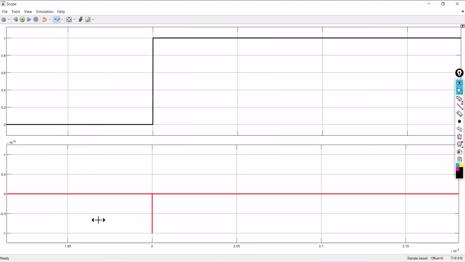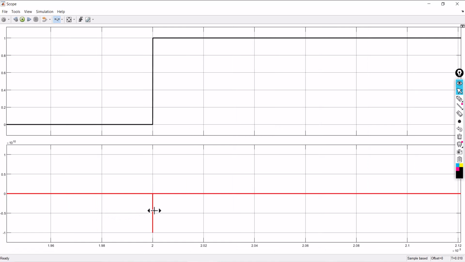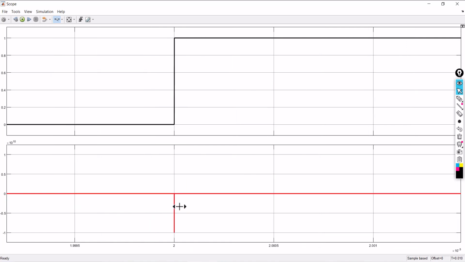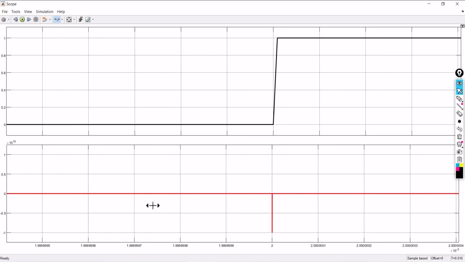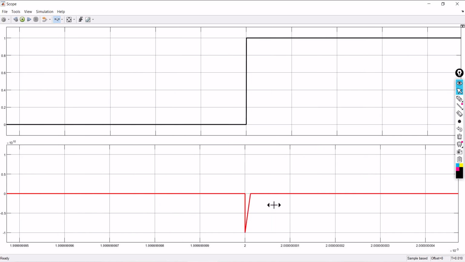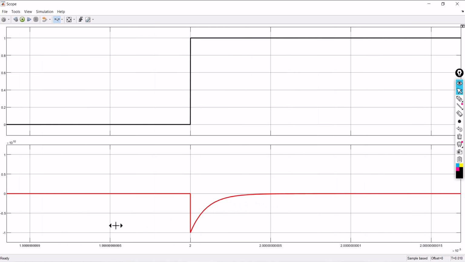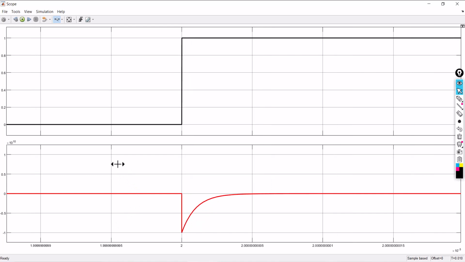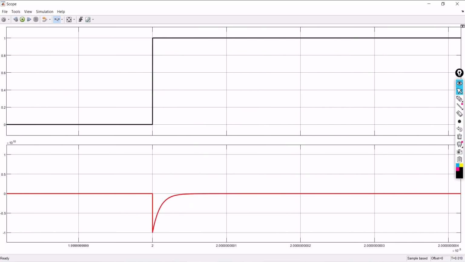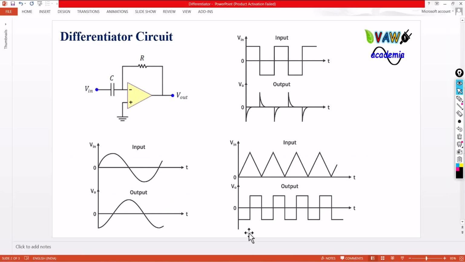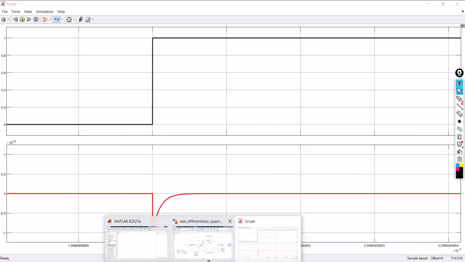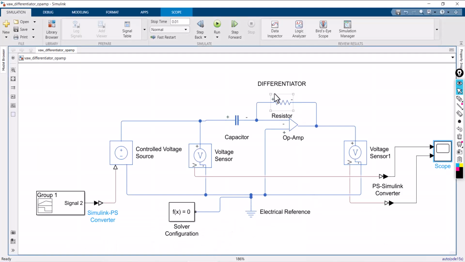See, to zoom it, only this portion. I'm just zooming this minute portion. Get a pulse. Okay. So it's a zoomed view of response. You will get a pulse like this. So this is the differentiator circuit. You can do the same kind of thing with any other inputs. You can easily analyze how the differentiator is working.